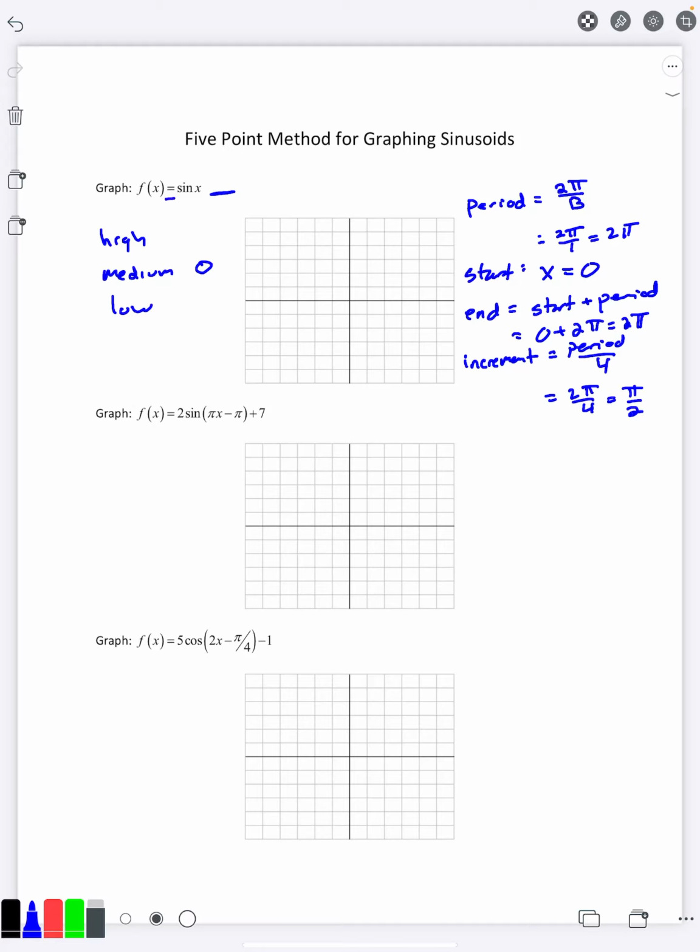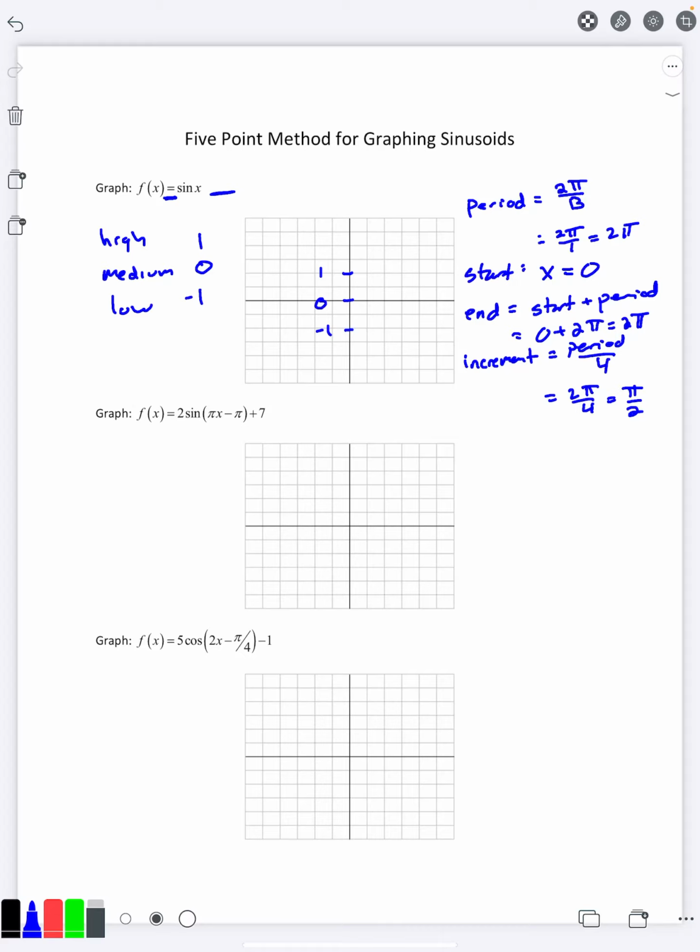Then to figure out your high and your low, you add and subtract your amplitude. So in this case, my amplitude is 1. I take my 0 and I add 1 and subtract 1. Once you have these, you're going to go ahead and mark them on your graph, and you can choose exactly where you want to mark them. So if you want to make 1 hash mark 1, that's fine. If you want to make 1 hash mark 10, that's fine. Whichever way makes the graph look nicer for you is perfect.